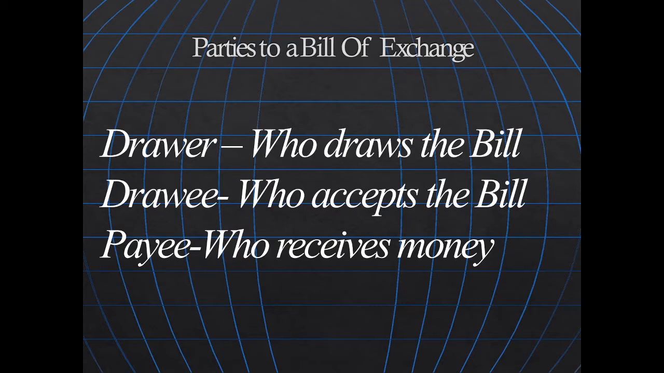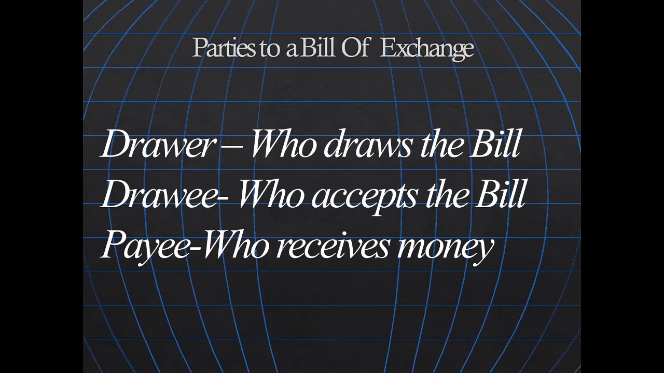So the drawer may endorse the bill to some other third party. So now the bill is with some other third party. That person will ask the drawee or buyer to pay the money on the due date, because the drawee signed or accepted the bill. Whenever the maturity date comes, the third party will receive the money. In this case, the payee will be either the drawer, or some other person, or the bearer of the instrument.